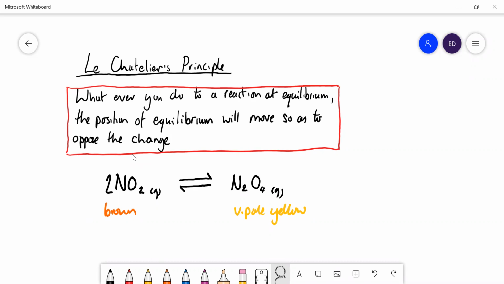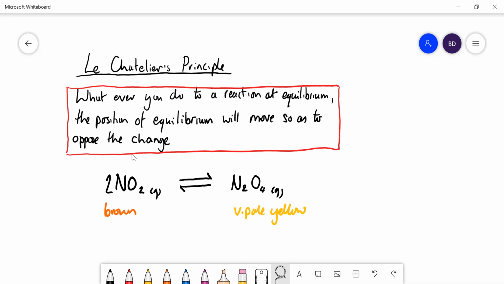So that means if you've got a mixture of something that is at equilibrium and you make it hot, what it will do is it will try and make it cooler. It won't succeed in making it cooler, but it will try. Now, how can it do that? Well, it can move in the endothermic direction.